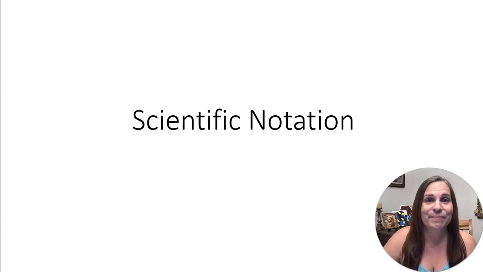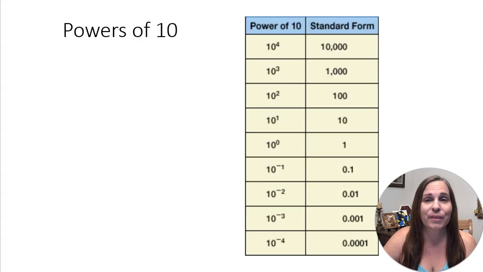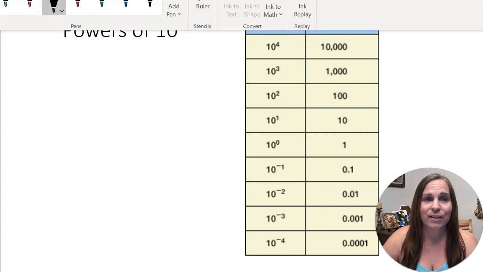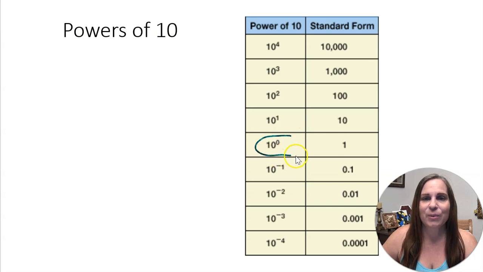Scientific notation. I want to start this discussion by looking at powers of 10. So let's start with 10 to the 0. We know that any number to the 0 power is 1, right? 10 is no exception to that. So 10 to the 0 is 1.